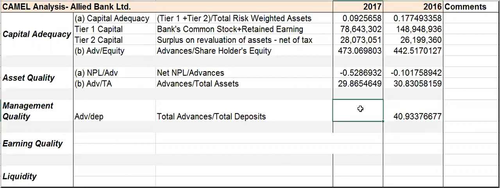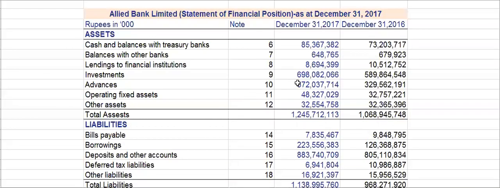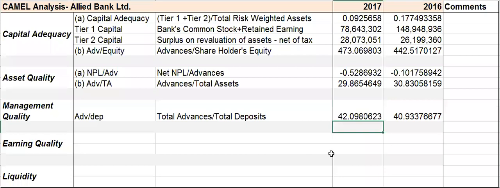In 2016, to calculate this ratio for 2017, we go to the balance sheet: advances for 2017 divided by deposits of 2017 and multiplied by 100. That's how we can calculate the advances over total deposits ratio. In 2016, the advances over total deposits ratio is 40%, whereas in 2017 this ratio is 42%. This ratio is higher in 2017.